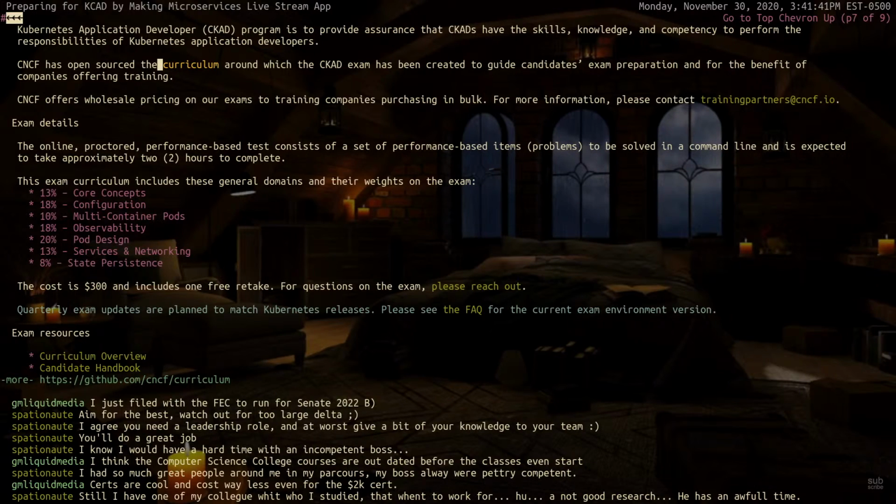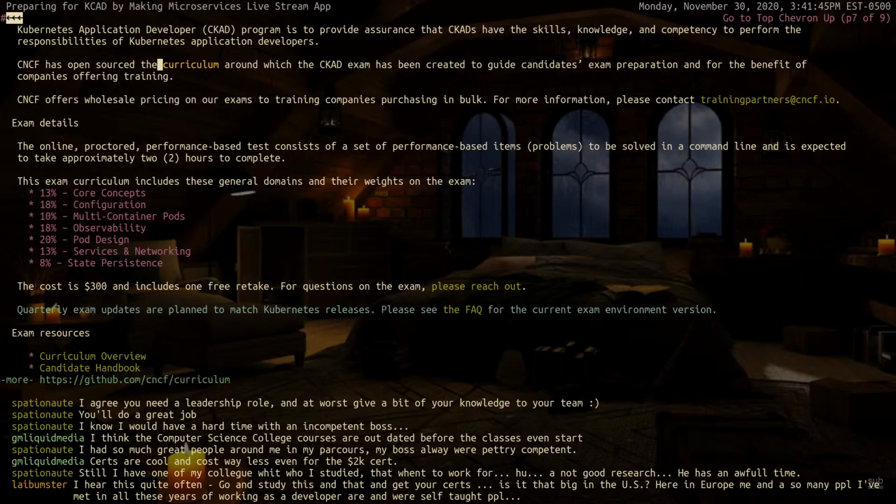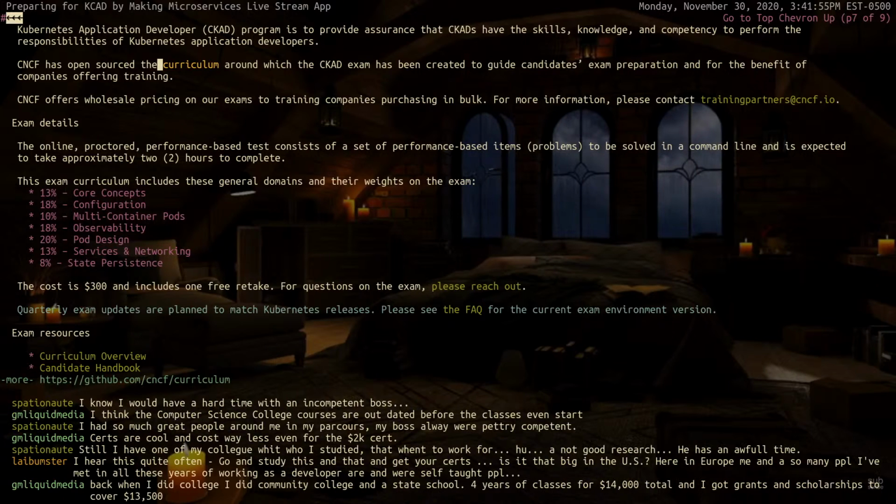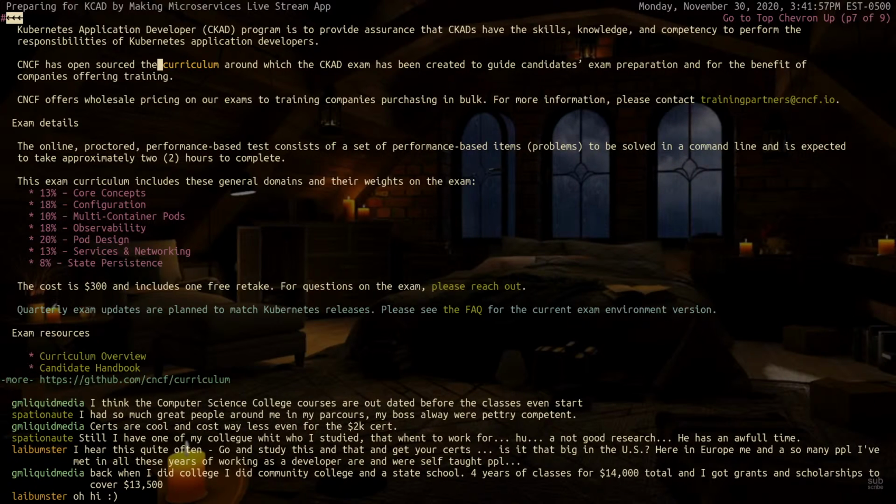And now that we have COVID and stuff, you want to shoot for a career that's at least at that level. So I had this quite often. Hi, welcome, Ian Bumster. Go and study this and get your certs. Is it big in the U.S., here in Europe? So many people I've met in all these years of working as a developer are self-taught. Yep. As I've said before, self-taught can mean that you have a certificate. It doesn't necessarily mean you don't have a certificate.